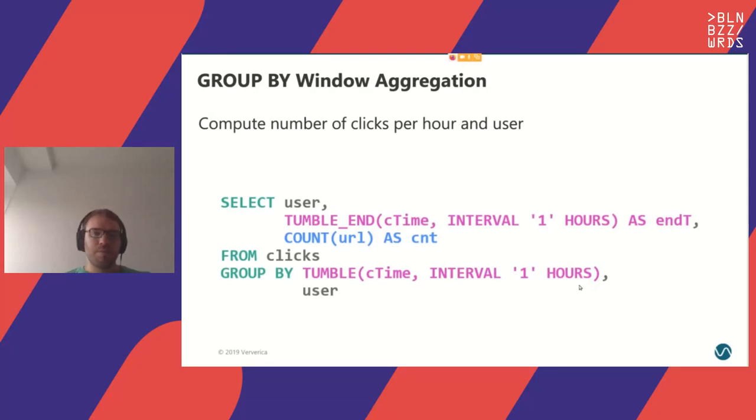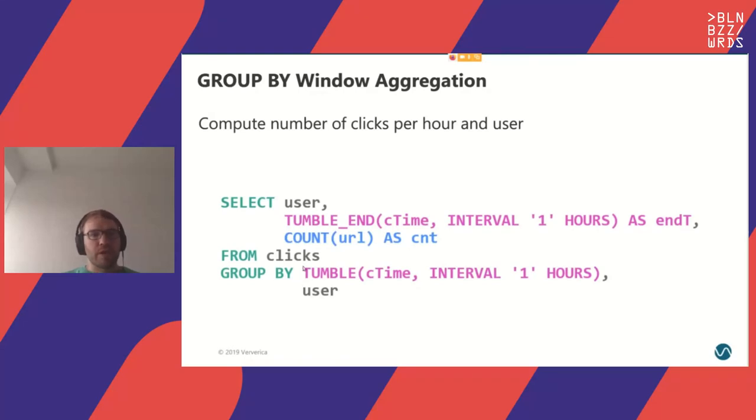This will now perform the grouping: the data will be grouped based on user and, for every user, in a window of 1 hour. So we have a group for the time from 12 to 1, from 1 to 2, from 2 to 3, and so on. And the windows by default are aligned to the epoch time, which is midnight of the 1st of January 1970, basically the Unix timestamp 0.